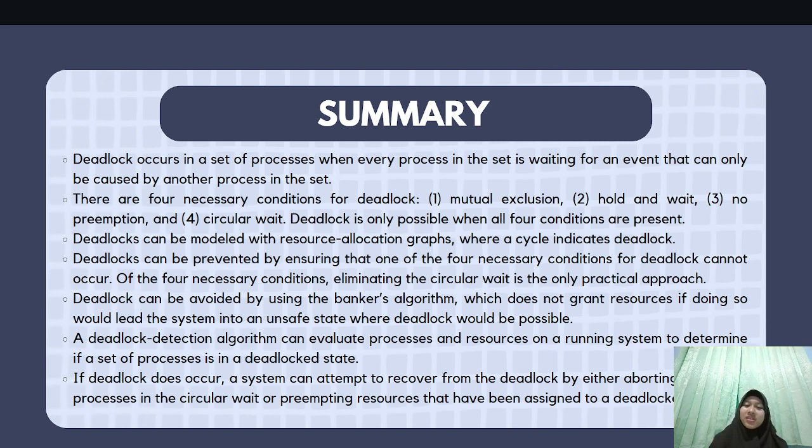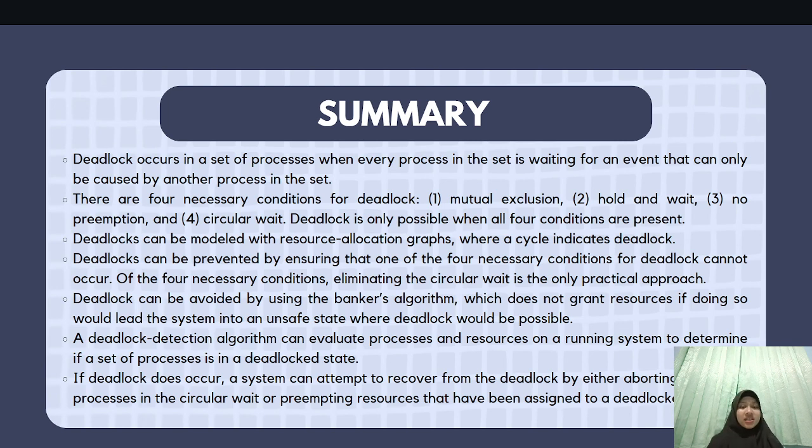Deadlock can be prevented by ensuring that one of the four necessary conditions for deadlock cannot occur. Of the four necessary conditions, eliminating the circular wait is the only practical approach. Deadlock can be avoided by using the Banker's algorithm, which does not grant resources if doing so would lead the system into an unsafe state where deadlock would be possible.